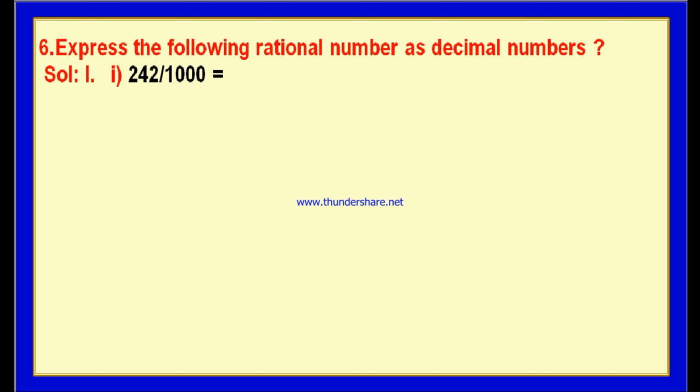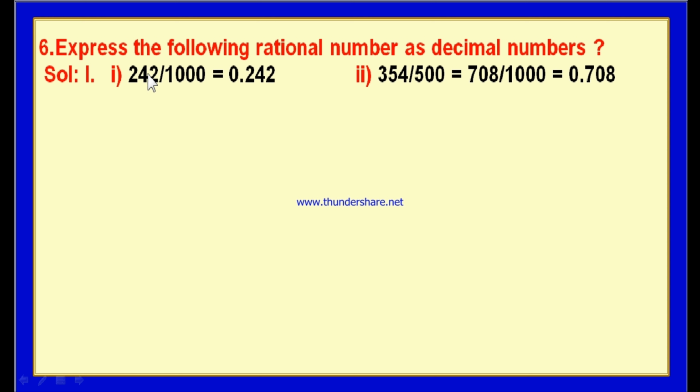You see here the first bit, 243 divided by 1000. 243 means 243.0. Now the decimal place is after 3. As you have to divide this by 1000, there are 3 zeros. You move the decimal place 3 places to the left. Therefore, this is 0.243. Second bit, 354 divided by 500.